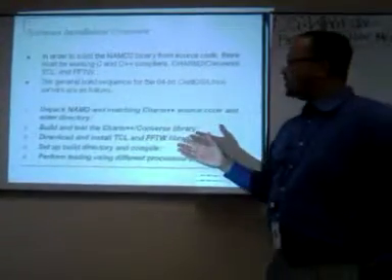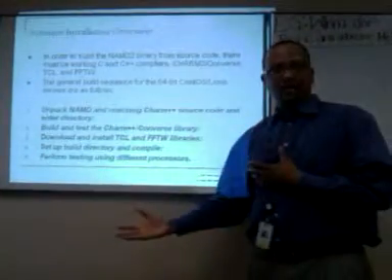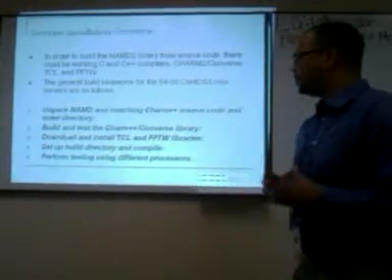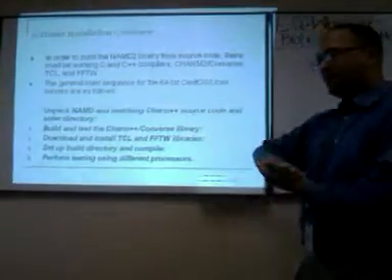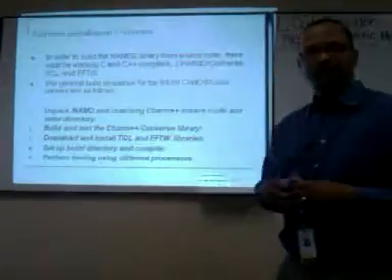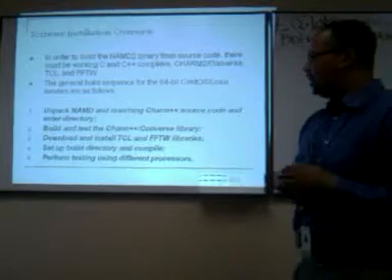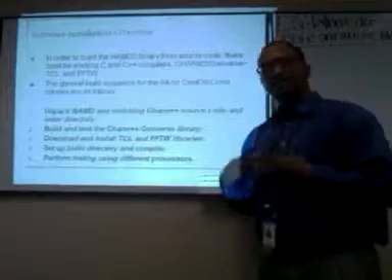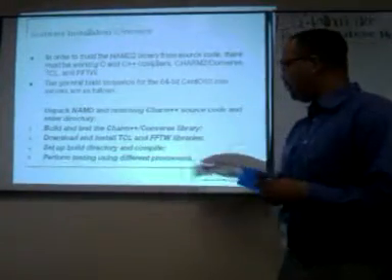First of all, you'll unpack the NAMD and matching C++ source code, and you'll enter the directory. You will then build and test the C++ Converse library. And the reason we have Converse here is because CHARM++ and Converse are the same code, and Converse supports CHARM++. Then you will download and install the TCL and FFTW libraries. You will set up the build directory, and then you will compile the software. And then lastly, you will perform testing using different processors.